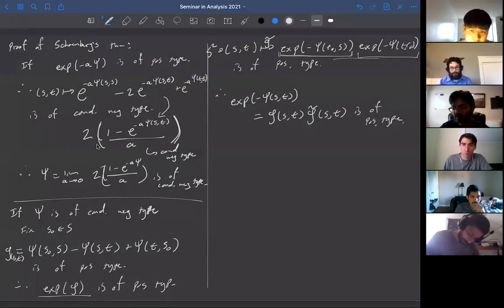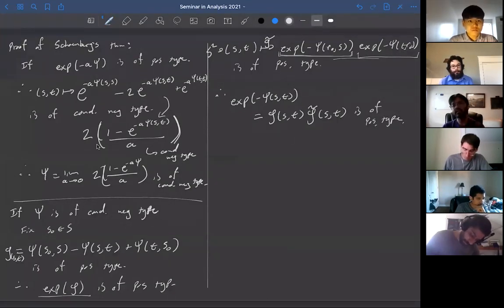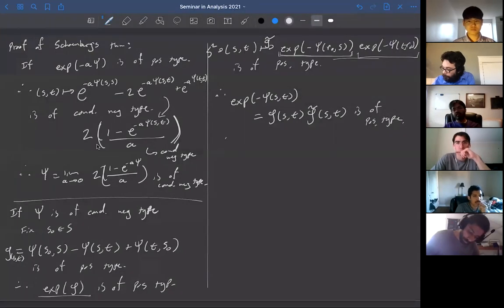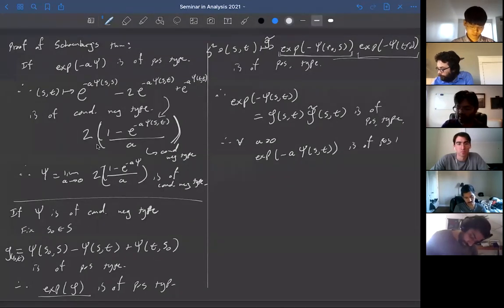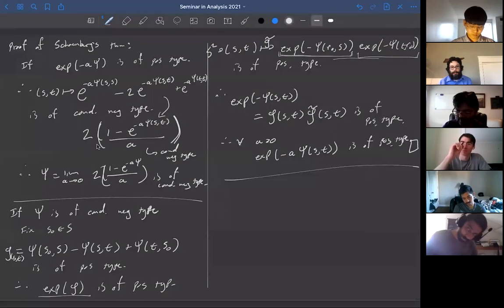Right, but of course now, so that shows that the exponential of negative c is of positive type. But of course, if you multiply c by any positive number, you again get a conditionally negative type function. And so again, the exponential of that is of positive type. So therefore, for all a greater than zero, the exponential of negative a c is of positive type. That finishes the argument. So we're a little rushed at the end there, but all the details are there.